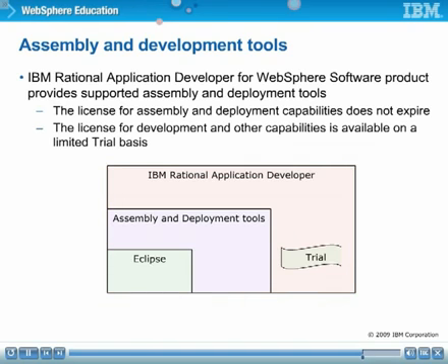Rational Application Developer is available on the WebSphere Application Server disk package with 2 licenses. The license for assembly and deployment capabilities does not expire. The license for development and other capabilities is available on a trial basis and is only available for a limited time. You can also download the trial version from the DeveloperWorks site. It is important to note that the assembly tools run on Windows and Linux Intel platforms. Users of WebSphere Application Server on all platforms must assemble their modules using an assembly tool installed on Windows or Linux Intel platforms. To install an assembly tool, follow the instructions available with the tool.